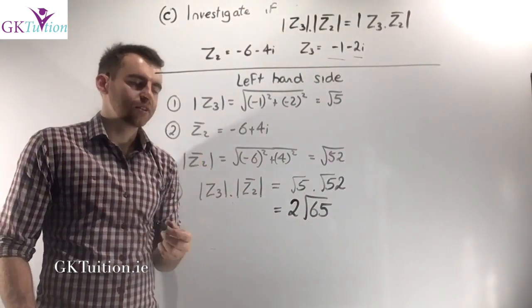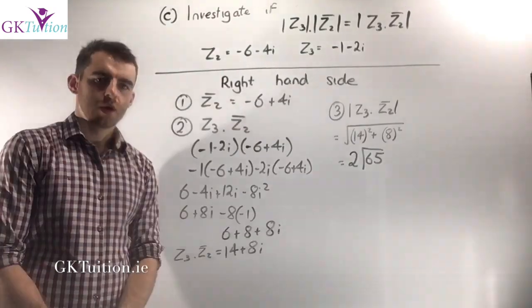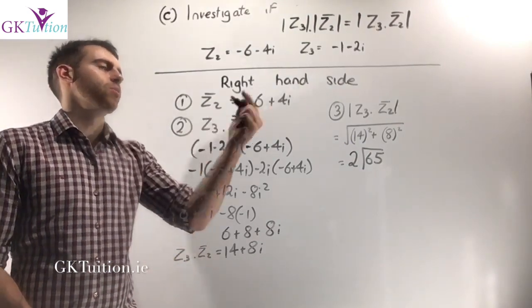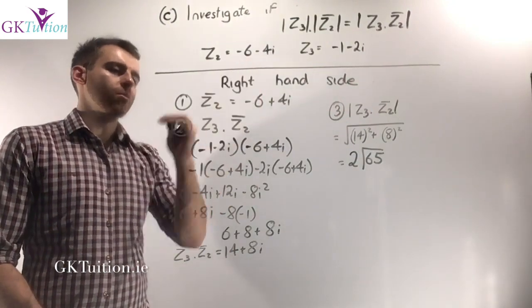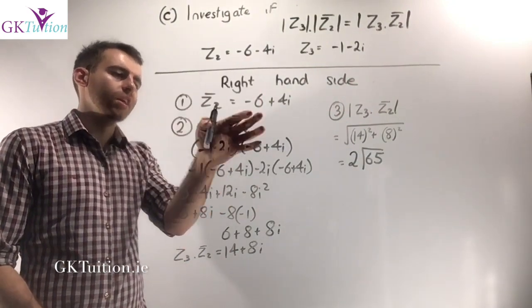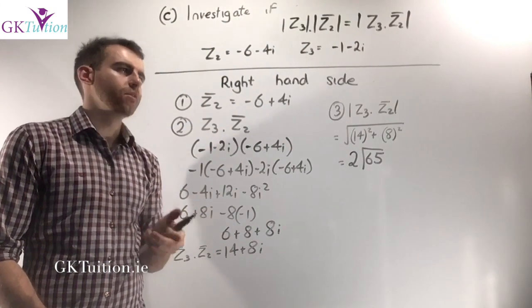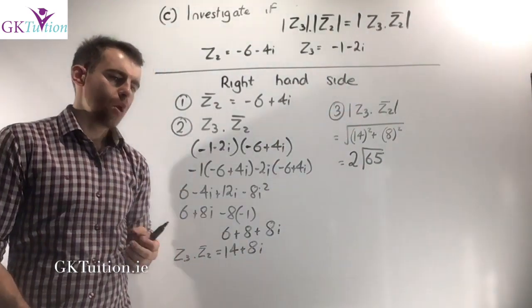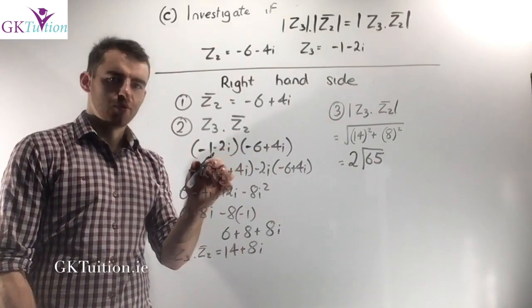Let's work through the right-hand side now and investigate if the right-hand side works out as the same thing. So the right-hand side I do in a completely different order. The first thing I need to do is work out what is the conjugate of Z2. If Z2 is minus 6 minus 4i, then the conjugate of Z2 is minus 6 plus 4i. The second thing I need to do is to multiply Z3 by the conjugate of Z2. Or in other words, minus 1 minus 2i multiplied by minus 6 plus 4i.